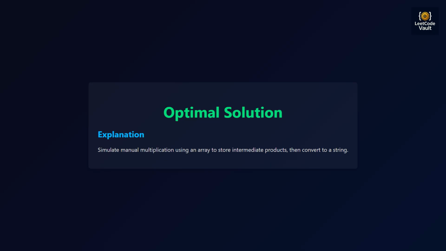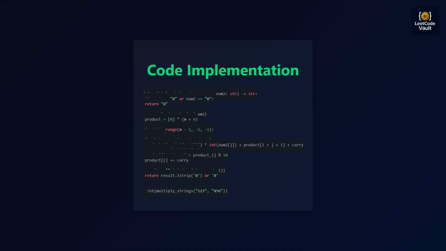Optimal solution. Our optimal solution will mimic the manual long multiplication process. We'll iterate through each digit of the second string, multiply it with each digit of the first string, and store the intermediate results. Then we'll carefully add these intermediate results, handling carries and aligning digits correctly to obtain the final product. This approach avoids the integer overflow problem and allows us to handle arbitrarily large numbers represented as strings. It might sound complex, but trust me, it will become crystal clear once we see the code. We'll use a clever combination of arrays and loops to handle the multiplication and addition steps.